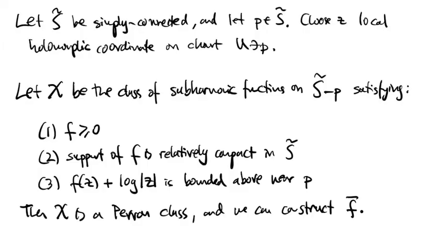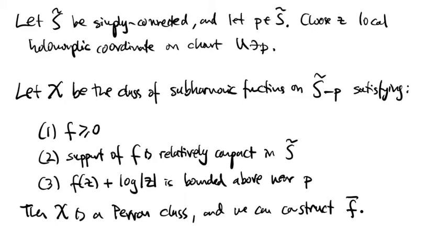The property of being a harmonic function on a surface is preserved under a holomorphic change of coordinates. Likewise, the property of being a subharmonic function is preserved under a holomorphic change of coordinates. So we can talk about harmonic and subharmonic functions and apply the Perron method on an arbitrary Riemann surface. Let S twiddle be a simply connected Riemann surface and pick a point P in S twiddle. Let's choose a local holomorphic coordinate z defined on some open chart U containing the point P.